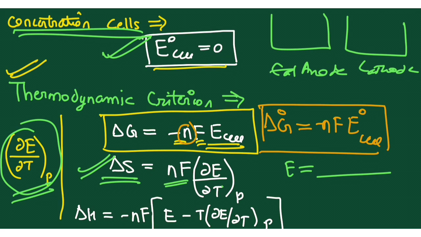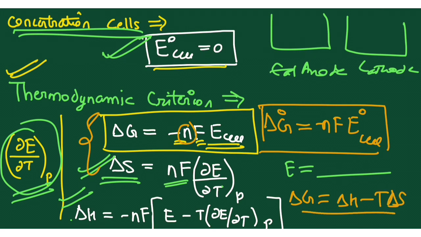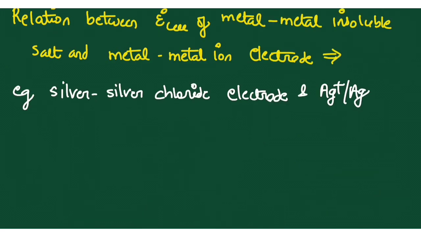And delta H is equal to minus nF bracket E minus T del E by del T at constant pressure. You can calculate these, no need to mug them up, and you also know that delta G is equal to delta H minus T delta S. Okay, now I hope it is clear.